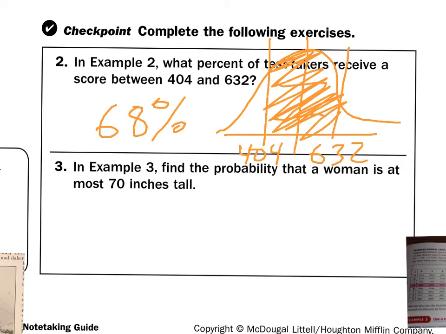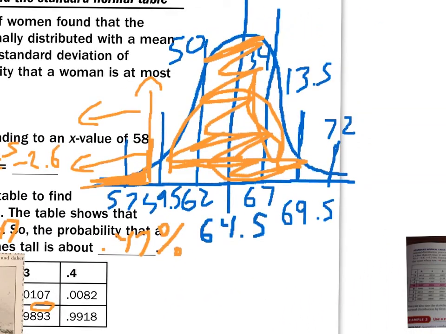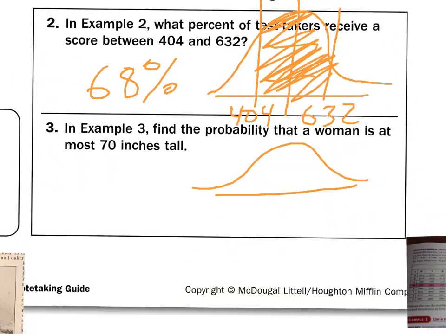Find the probability that a woman is at most 70 inches tall. So at most. So this is all the stuff less than on that thing. Now remember what we said about 70. Let's take a look at that again. Look where 70 was. 70 was way over here. So this is a big woman. 70 inches tall is almost 6 feet tall. So 70 is like right in here. So my z-score is probably going to be a little over 2 somewhere. All right, so let's take a look.